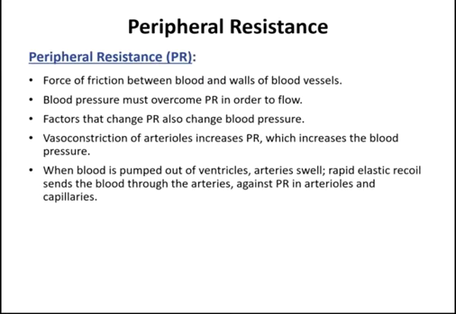When blood is pumped out of the ventricles, the arteries are going to swell and then they're going to contract in an elastic recoil. They swell and grab and come back, right? That's the smooth muscle grabbing in the wall and contracting. That's going to send blood through the arteries against the peripheral resistance in the capillaries and the arterioles. So that rapid recoil adds a little oomph to that push against the peripheral resistance.